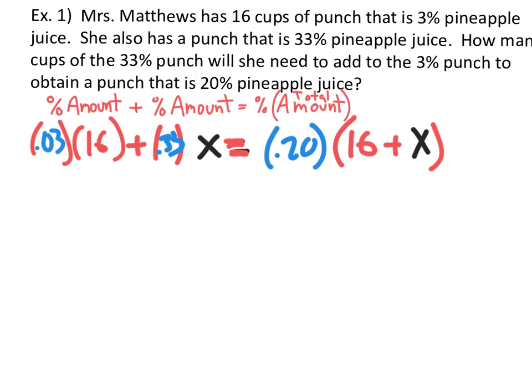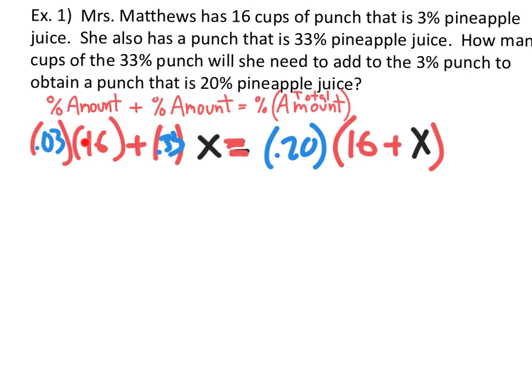Once again, you have your weak tasting 3% juice. We know it's 16 cups. That's the amount. Could be 16 gallons. Could be 16 quarts, whatever. That's just the amount. This is the strength. 3%, 16 cups of it.